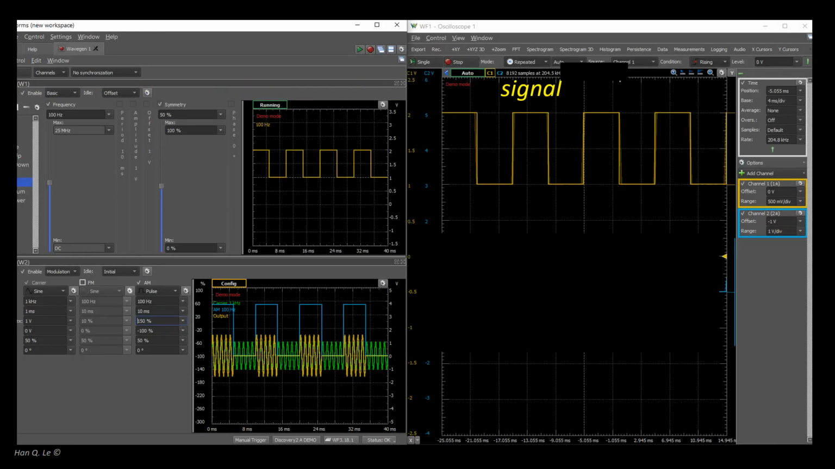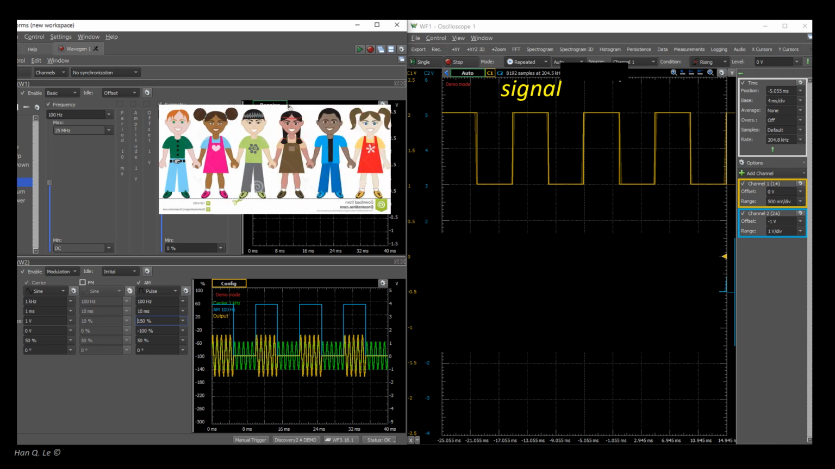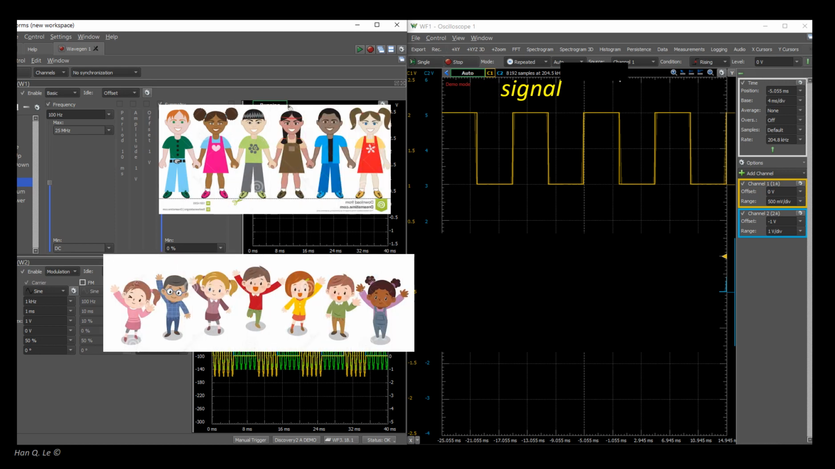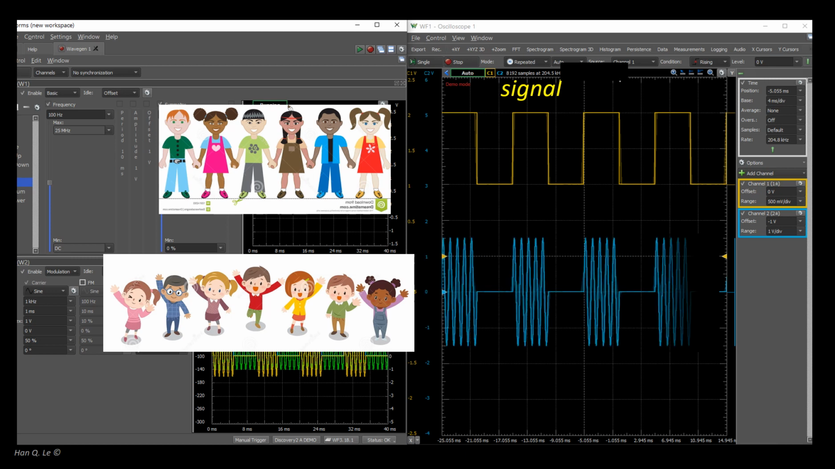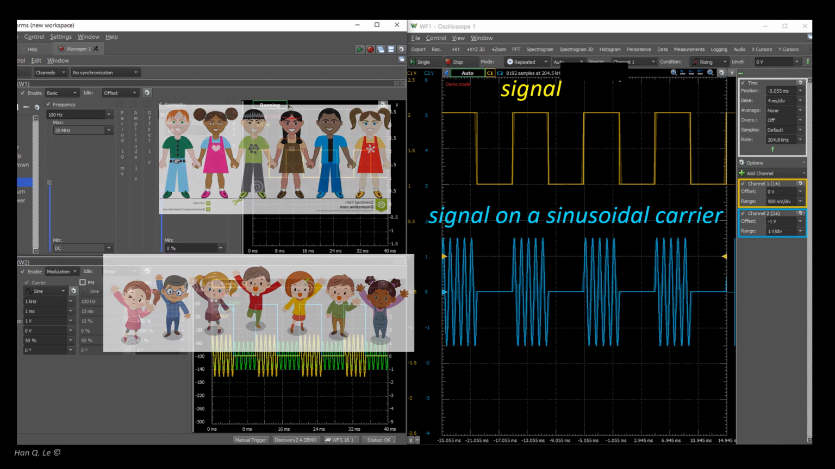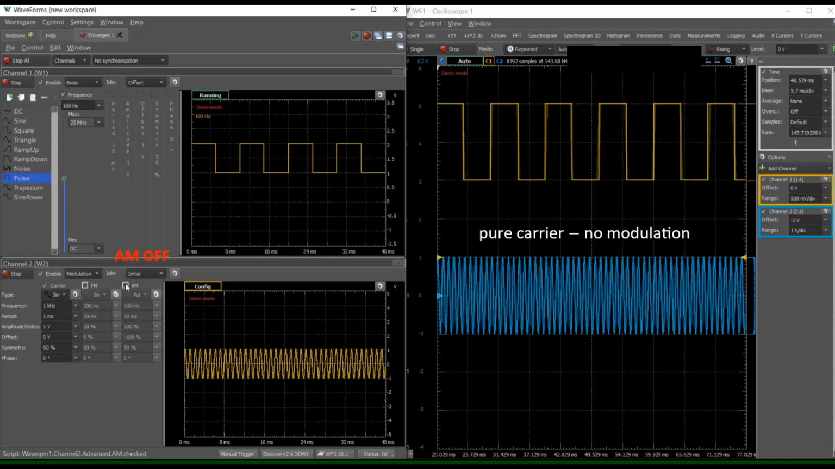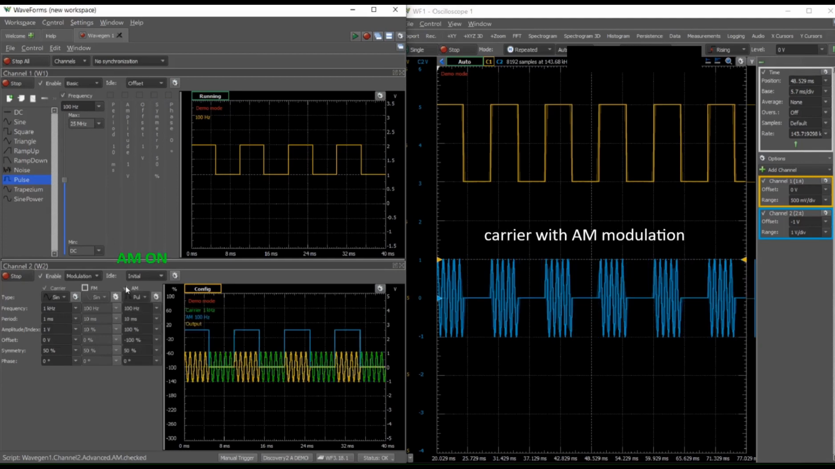Consider a signal with square pulses, like a group of kids. One way to make the signal wave its arms, so to speak, is to impose a sinusoidal signal on it. This is called modulation. A pure sinusoidal signal that is used to carry data is called a carrier. This example shows a carrier frequency of 1 kHz.